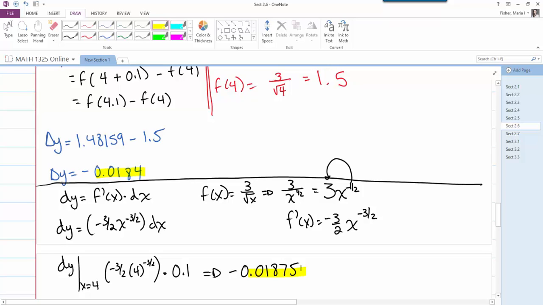Now notice that these two numbers are pretty close together, because as long as the change in x is pretty small, and our change in x now is 0.1 units, and that's pretty small, the actual change in y and the approximate, or the differential, will be pretty close. Let's continue on in this section.